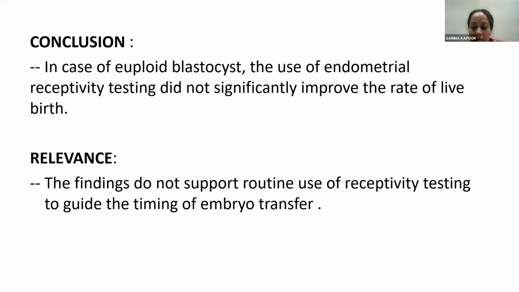So in the end, we conclude that in case of euploid transfer, the use of endometrial receptivity testing did not significantly improve the rate of live birth. The relevance being the findings do not support the routine use of receptivity testing to guide the timing of embryo transfer.